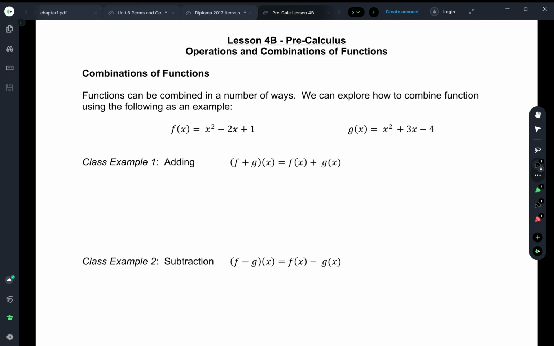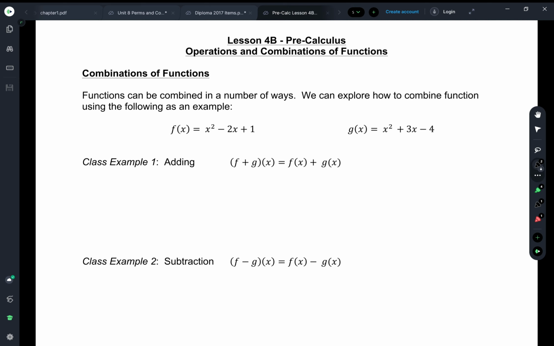Lesson 4B, our last pre-calc lesson before we venture into calculus and start getting real fun. So this one is operations and combinations, or composition of functions. So that's the f of g stuff, f plus g. We had a chapter on Math 30 on this.